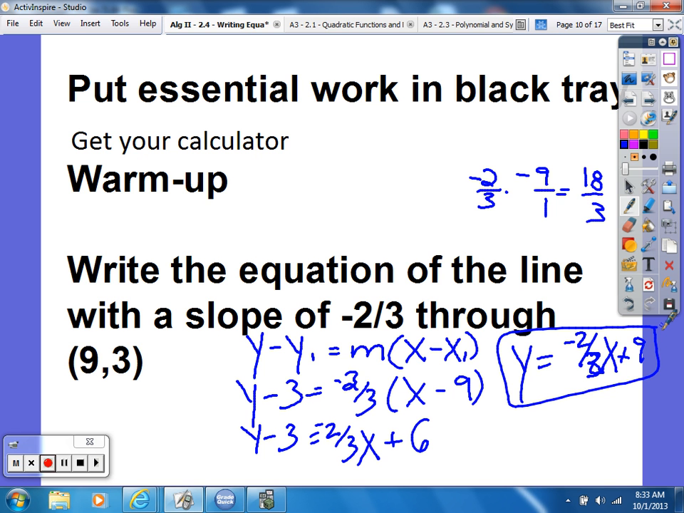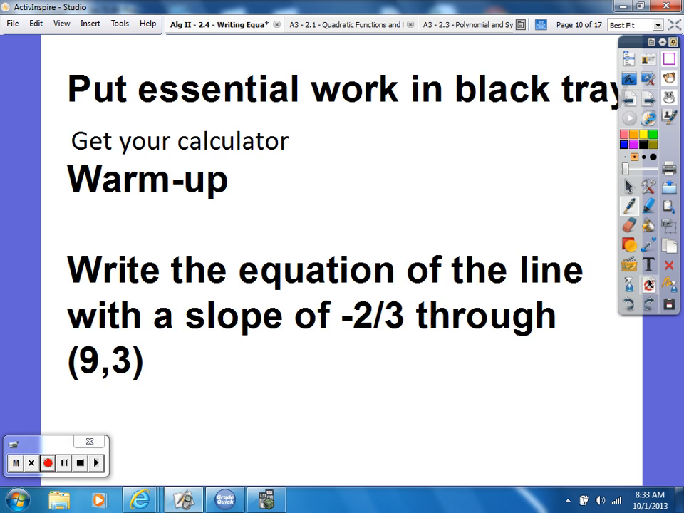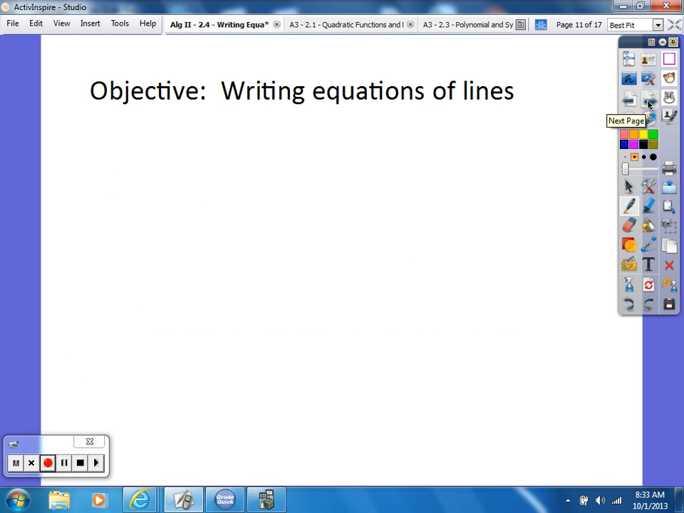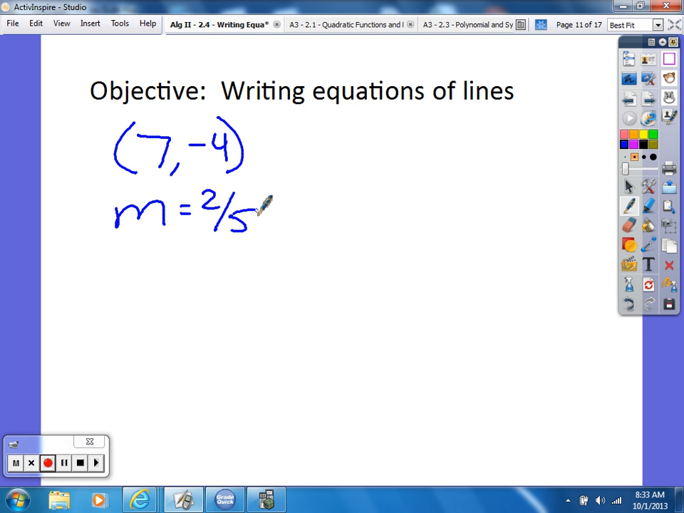So what we're going to do is we're actually going to do one more in your warm-up before we turn it in. Okay? Which is actually just another homework problem. So stay right with your warm-up. And we're going to use 7, negative 4, and my slope is 2/5. I'd like you to take a minute and go ahead and start that problem.